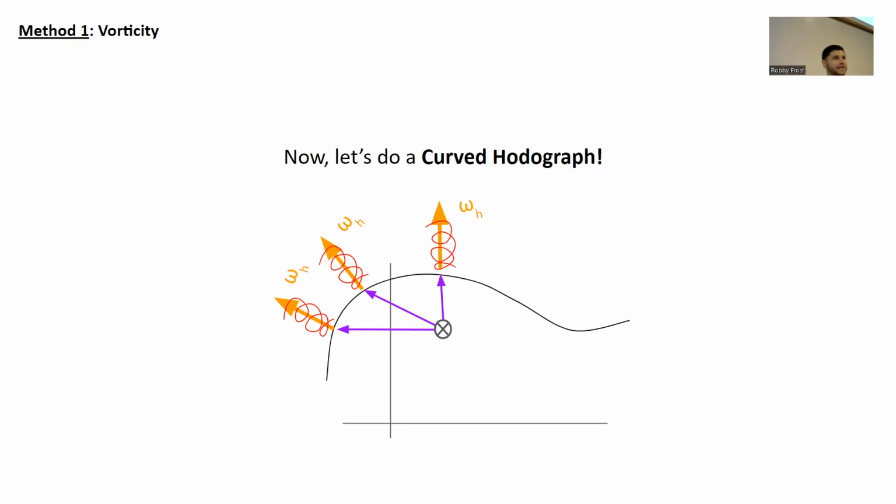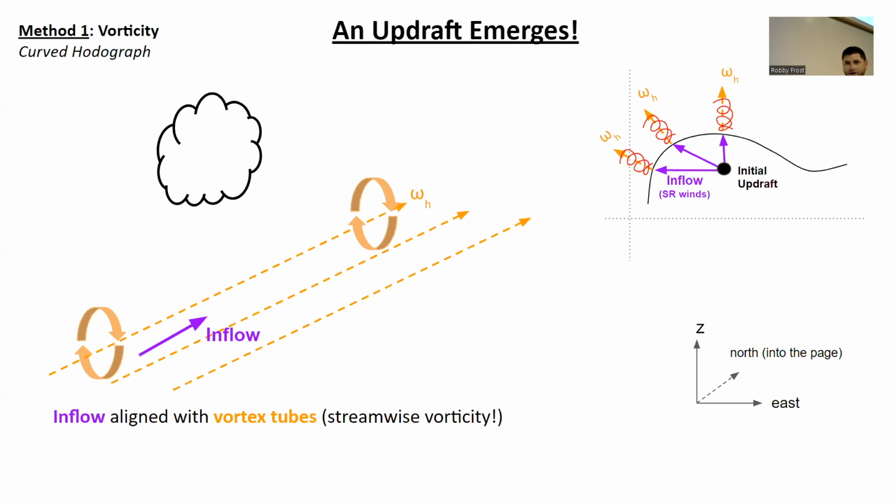Now let's do the same exact story, the tilting of vorticity with a curved hodograph, and see how this changes. So same thing, updraft develops, but we have a curved hodograph. So what's different in this case? Streamwise, exactly. The inflow is now parallel to the vortex lines.